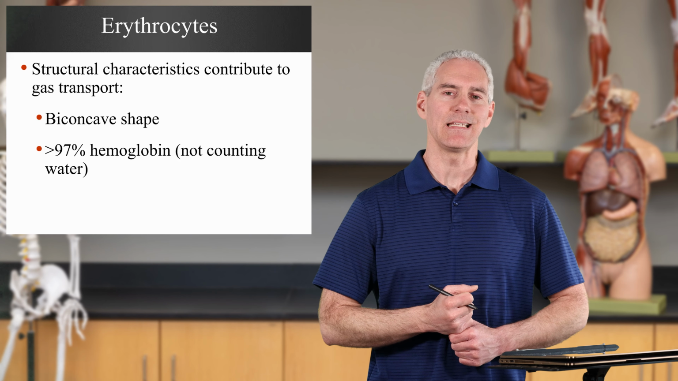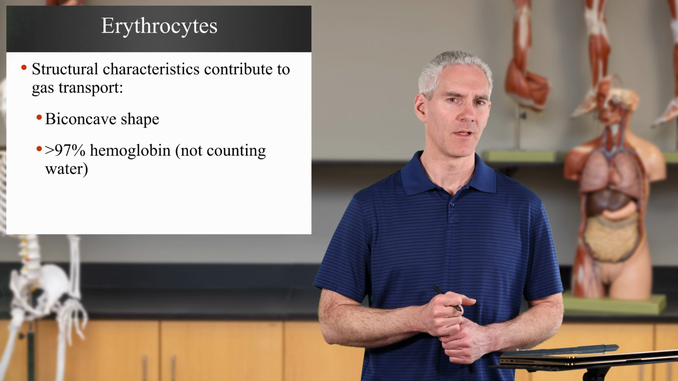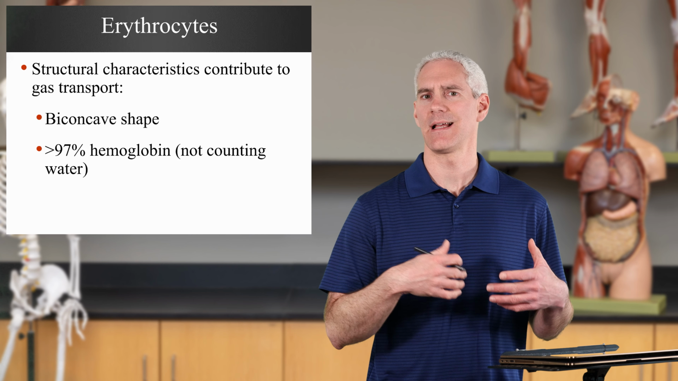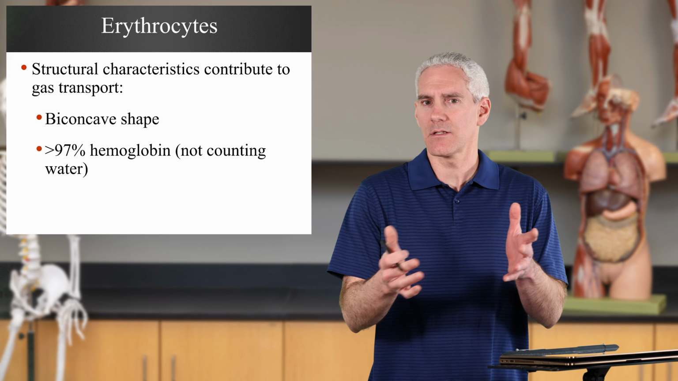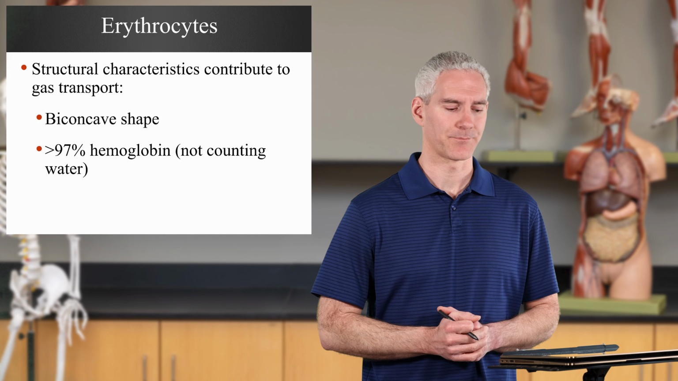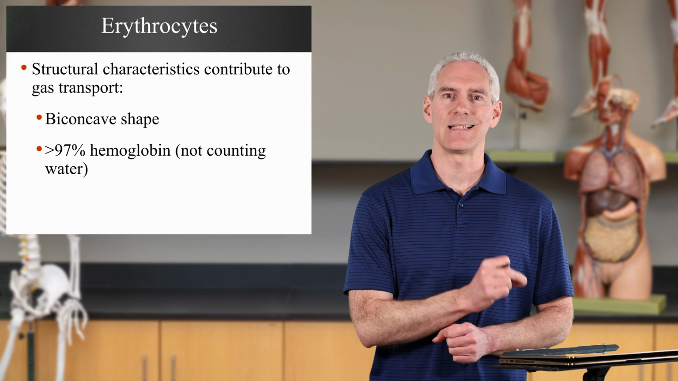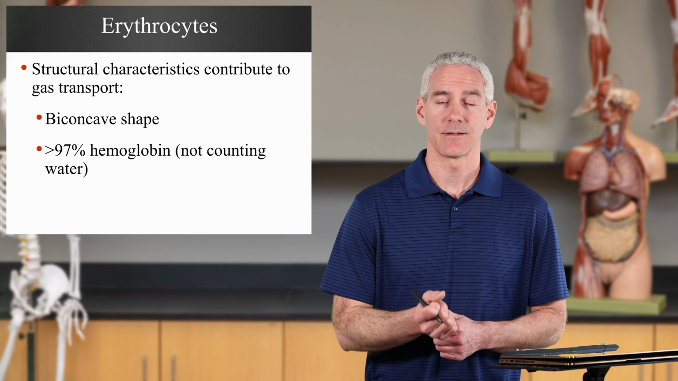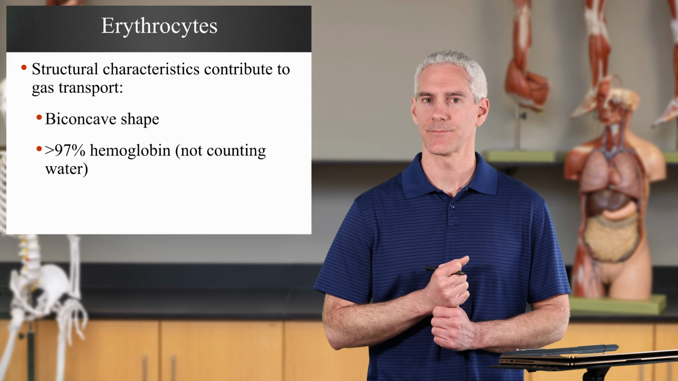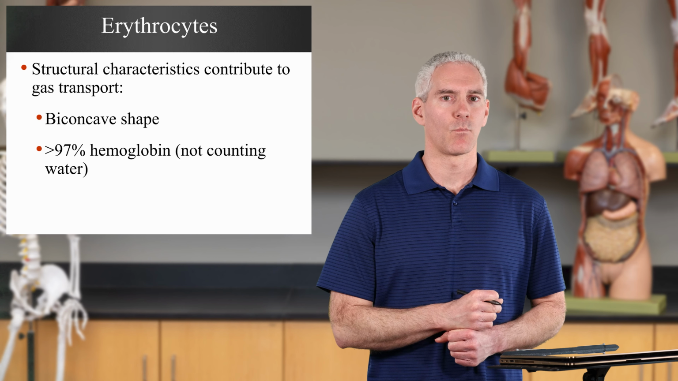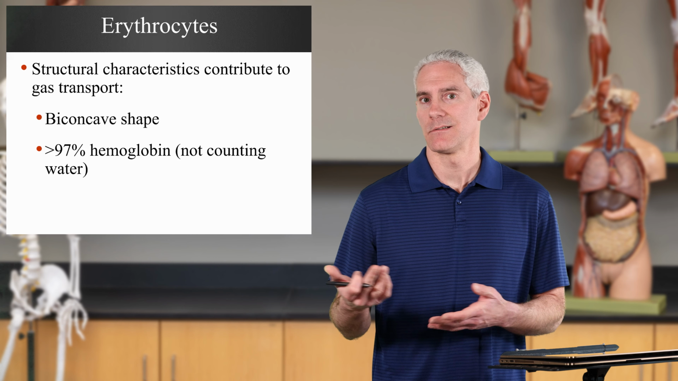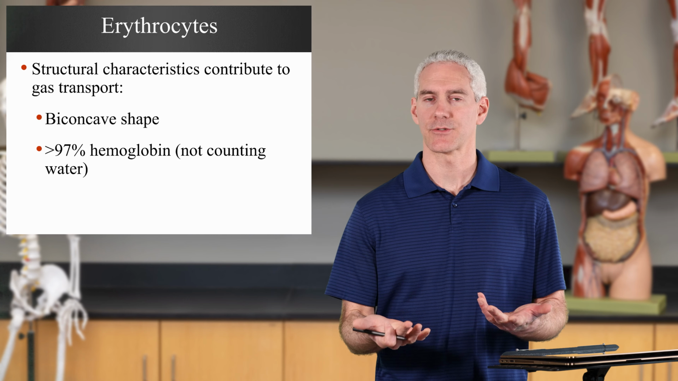It's greater than 97% hemoglobin. You're saying, well, greater than. Well, some are 98, some could be 99. There's a little ranging there, depends on the cell. But that is not looking at what the water count is, as they could potentially get full of water sometimes. The remaining 1, 2, 3% is the other proteins, like spectrin, for example.